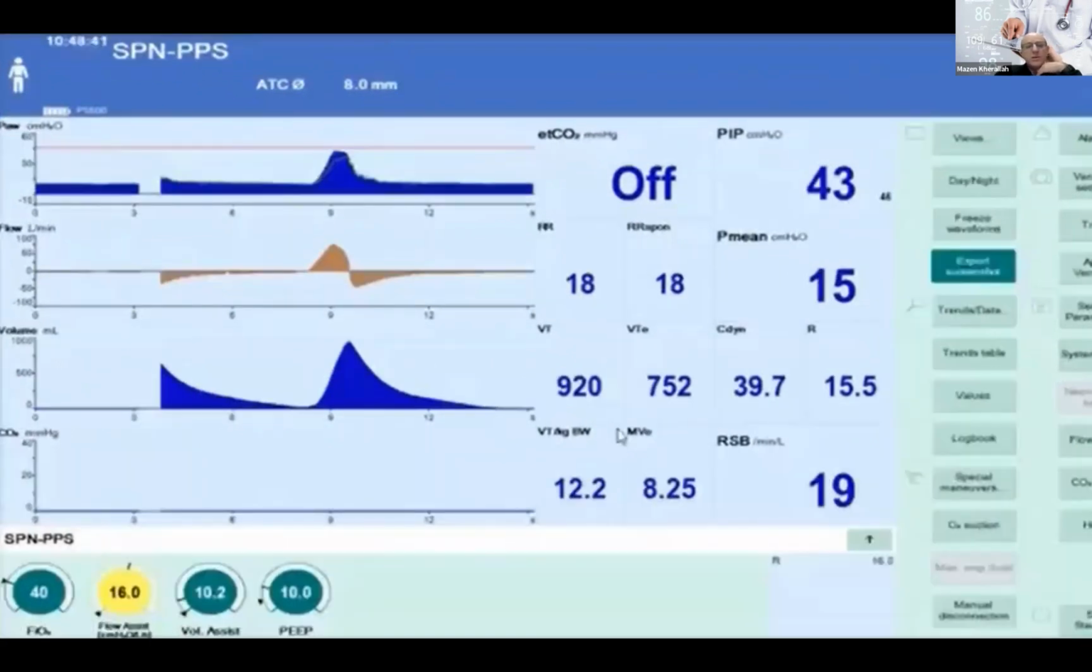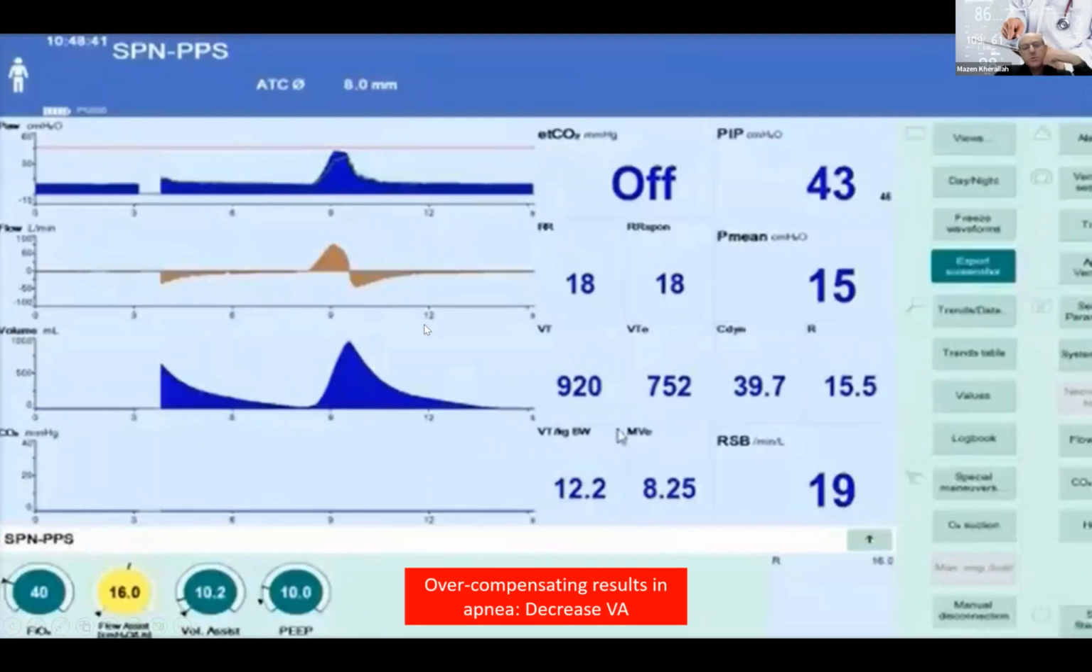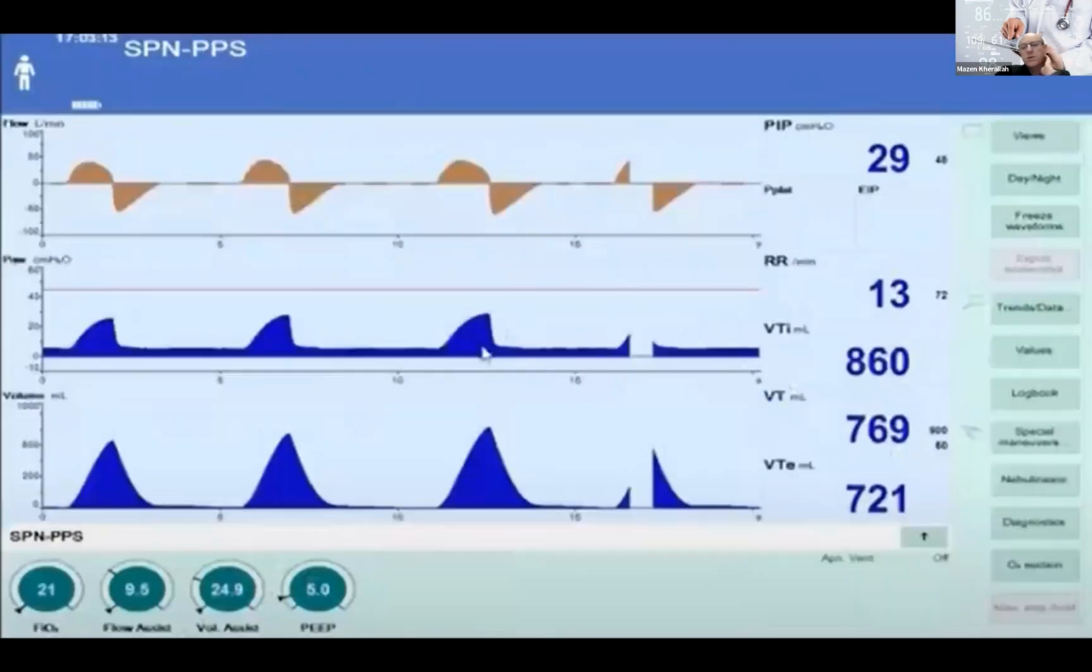Now this patient is clearly having what we call overcompensation. Too much tidal volume he's getting results into, and this is the normal reflex, if we give too much volume, you may end up in apnea, and that's what's happening here. So overcompensation resulting into apnea. So you need to decrease the volume assist for the patient.